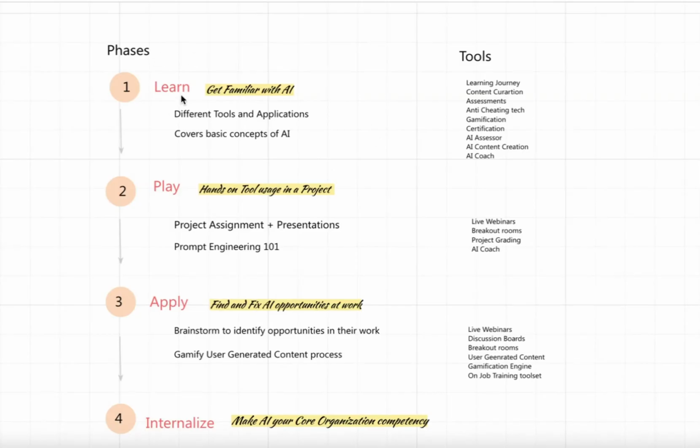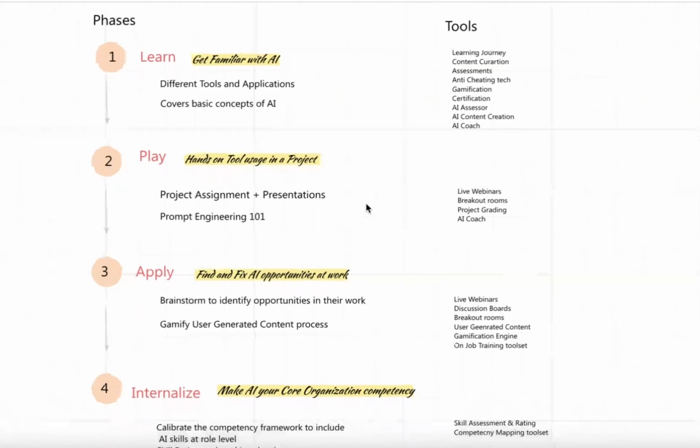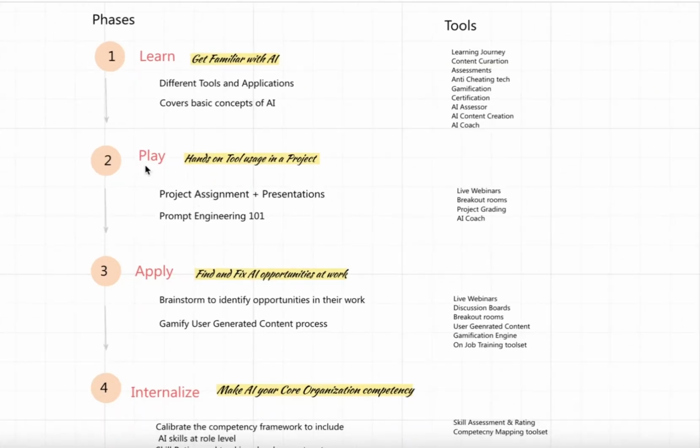After this phase of learn, we move to the second phase, which is the phase of play. By the way, the learn phase can, from a timeline perspective, go anywhere from as short as 2 weeks to up to 8 weeks or more. The second phase is play phase. In this, we provide hands-on tool usage experience in a project setting.